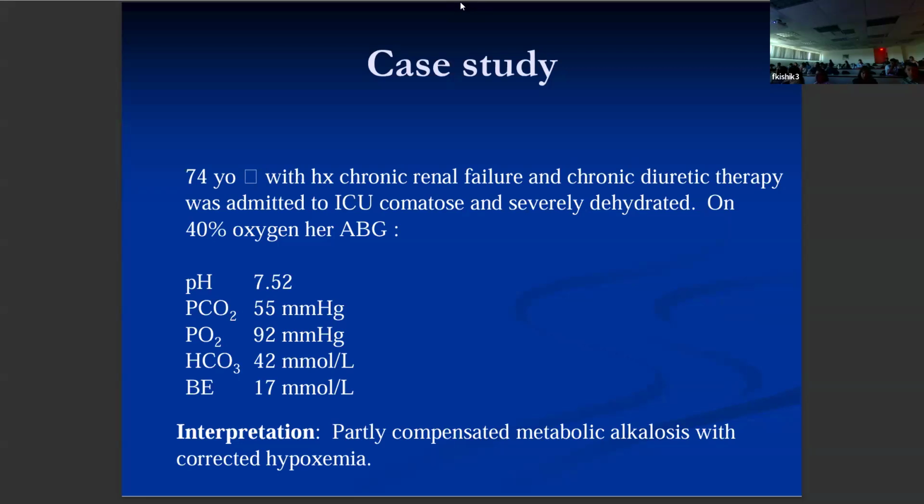Is this person oxygenating well? Yeah. 80 to 100? Are we good? We're good. No, 40%, but we're good.